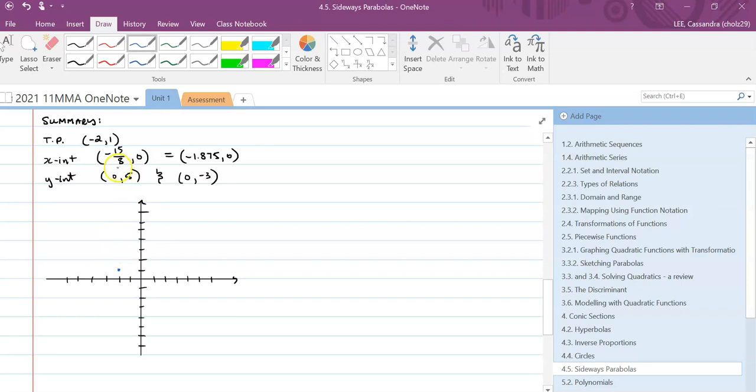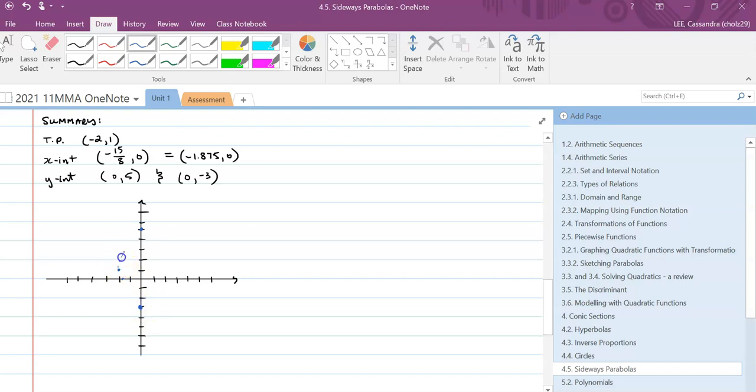The x-intercept at negative 15 over 8, or negative 1.875, so that's going to be very rough about here. We've got our first y-intercept at 0, 5, so 1, 2, 3, 4, 5, so this one here. And then we have our other intercept at 0, negative 3, so just here.